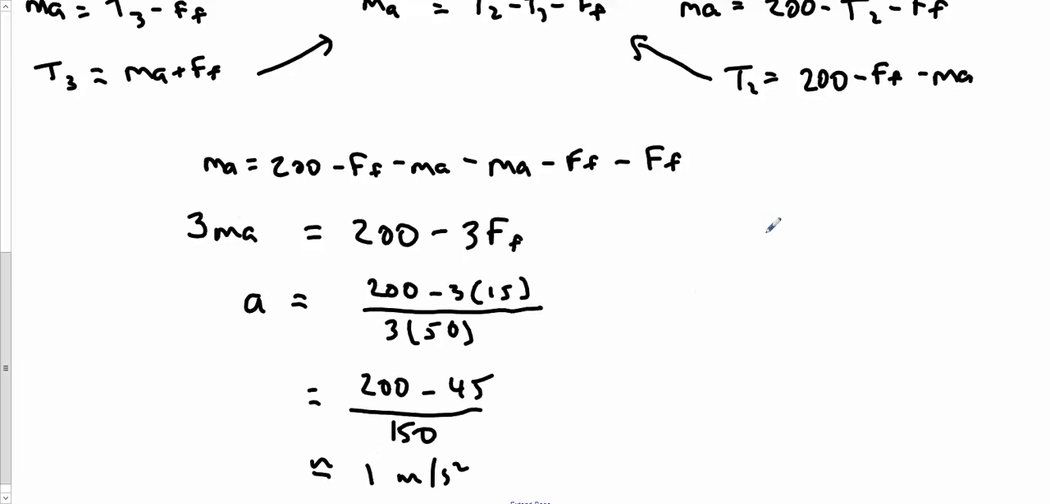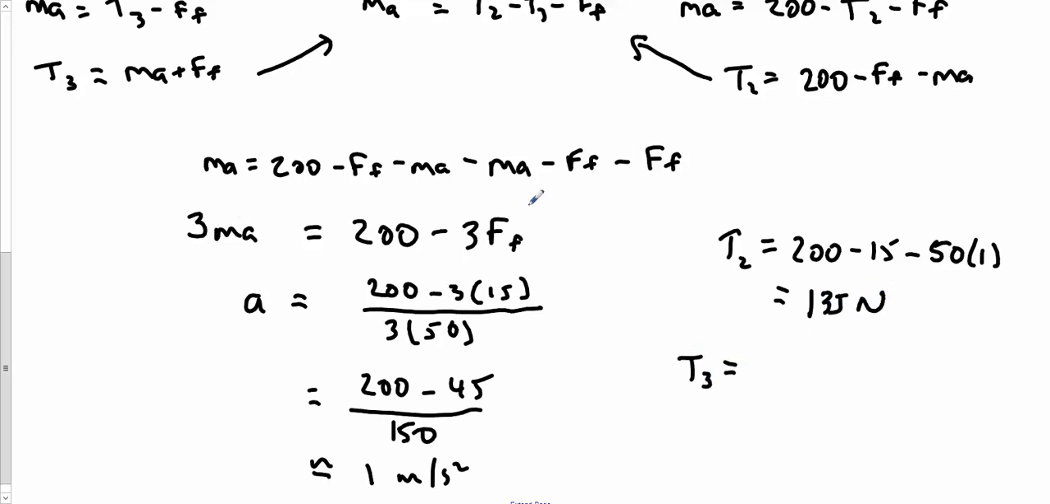Now I have A. I can go back up here and solve for T2. So T2 is going to be 200 minus 15, I'm just using this formula right here, minus 50 times 1, which is 135. And then I can also do the same to find T3. I'll just use it right there. It's going to be 50 times 1 plus 15, and so that's 65 newtons.